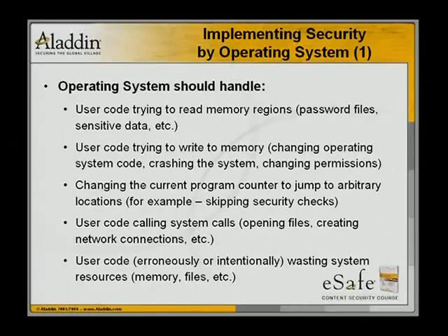As we can see in the slide, user code trying to write to memory, such as changing operating system code, crashing the system, or changing permissions, should also be detected and recorded. Think of a user that accesses the Windows folder, which has a lot of sensitive operating system files, and if he has permission to them and tries to delete or modify them, basically the operating system would not reboot afterwards.